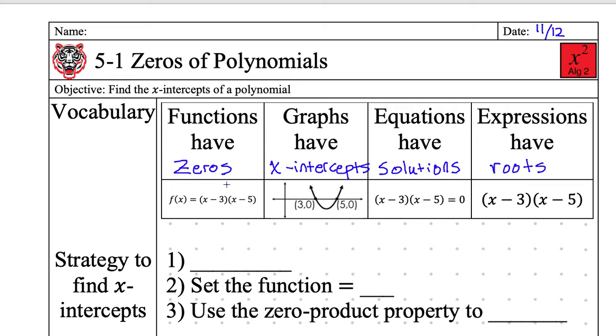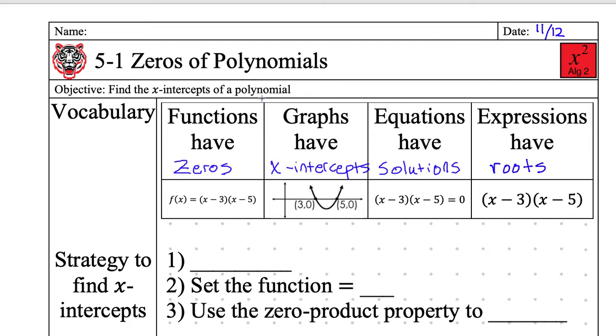Again, a function, I know it's a function because it has some f of x. I know it's a graph because it's on the coordinate plane. I mean, if you don't know what a graph looks like, I'm very worried for your education. Equations, the key word here being equate. Equations have an equal sign. That's how you know you have an equation. And then finally, expressions, you don't have any f of x. You don't have any equal sign. You don't have anything except for just those terms. That's why it's an expression.